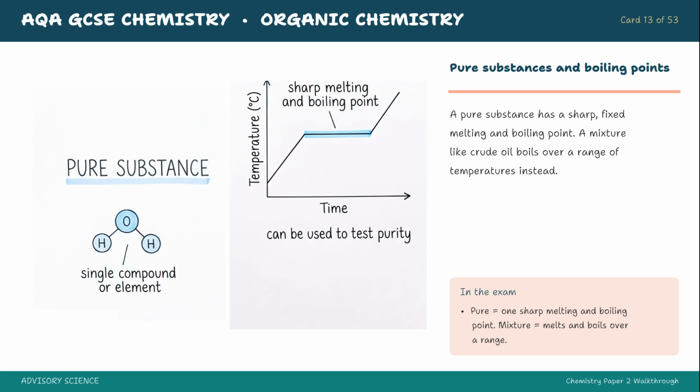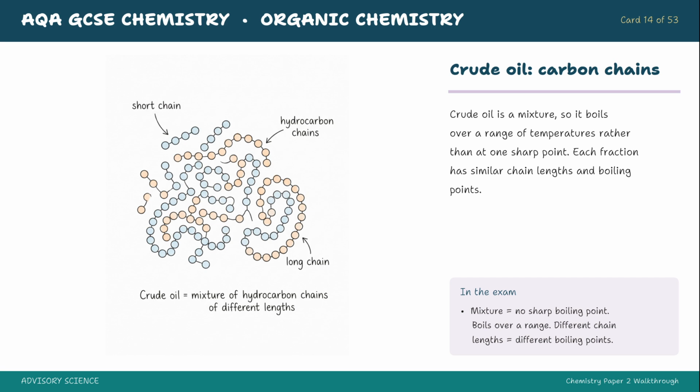In the exam, because crude oil is a mixture and not a pure substance, it does not have a single sharp boiling point. Instead, it boils gradually over a wide range of temperatures as the different chain lengths separate. So crude oil is just nature's massive collection of carbon chains all tangled up together.